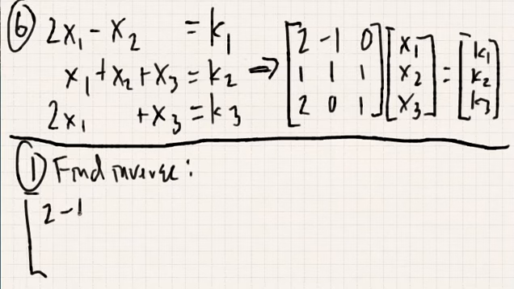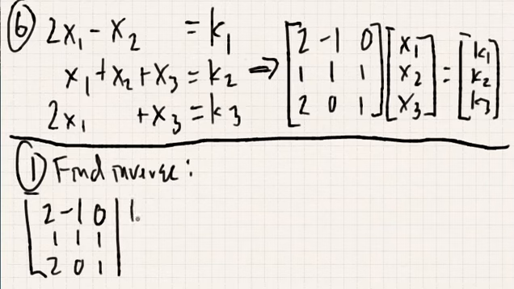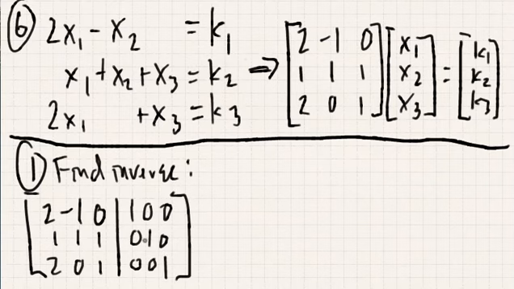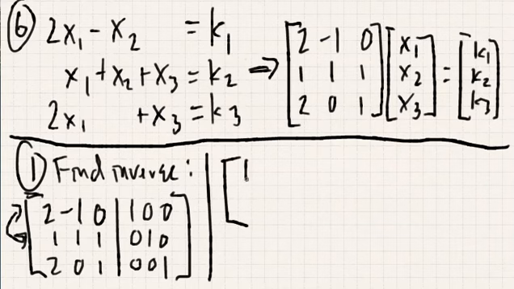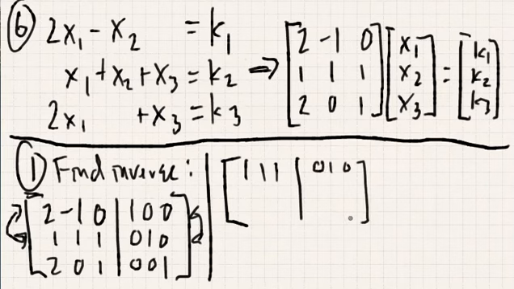So I've got 2, -1, 0, 1, 1, 1, 2, 0, 1. This one isn't going to be too bad, it looks like. I want to make the left side look like the right side by using row operations. So the first thing I'm going to do is swap rows 1 and 2, and that will give me 1, 1, 1. Remember, I've got to do the same thing on the right side, so I get 0, 1, 0. And then I get 2, -1, 0, 1, 0, 0, and 2, 0, 1, 0, 0, 1.